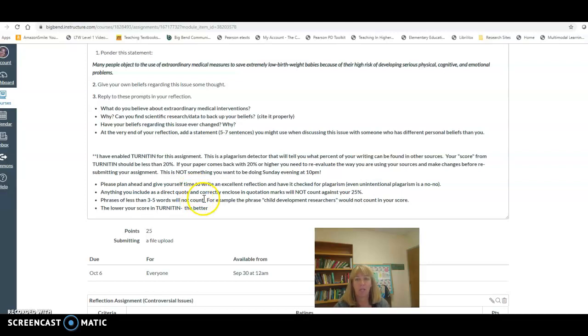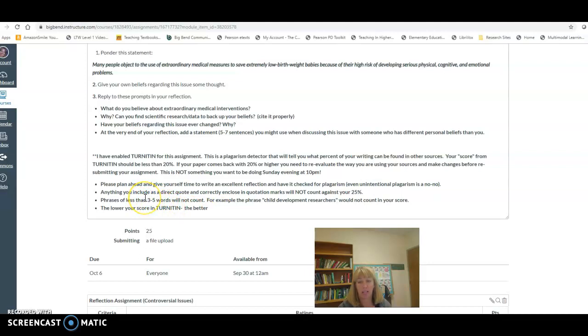So 20%, 25%, I've got both of them here. Anywhere in between there is okay with me. If you put direct quotes around something and say word for word what someone else has said with quotation marks, that does not count because you are citing it with a direct quote, so it won't come up against your score.